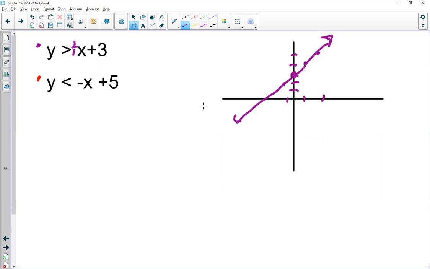All yours on the test is going to be greater than or equal to or less than or equal to. So we just make a solid line. Okay. The other line is negative x plus 5. So we're going to start at 5. And we're going to go down 1, right 1. Down 1, right 1. And then up 1, left 1 if you want to go backwards.